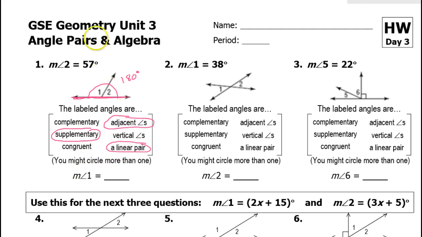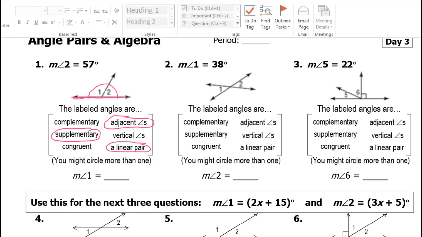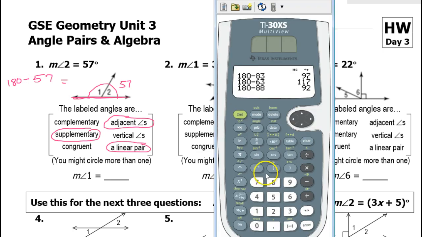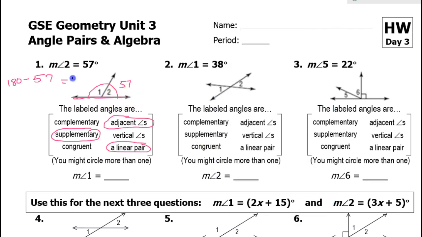So what is the measure of angle 1? Well, if the measure of angle 2 is 57 degrees, if I want to find angle 1, I should be doing 180 minus 57 degrees. So that's 123 degrees.